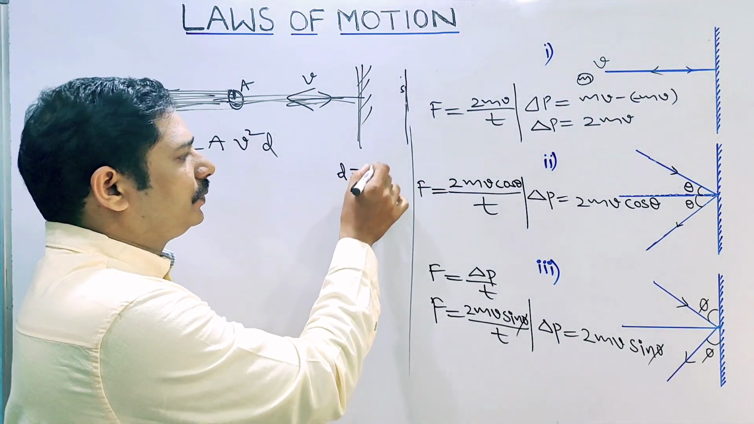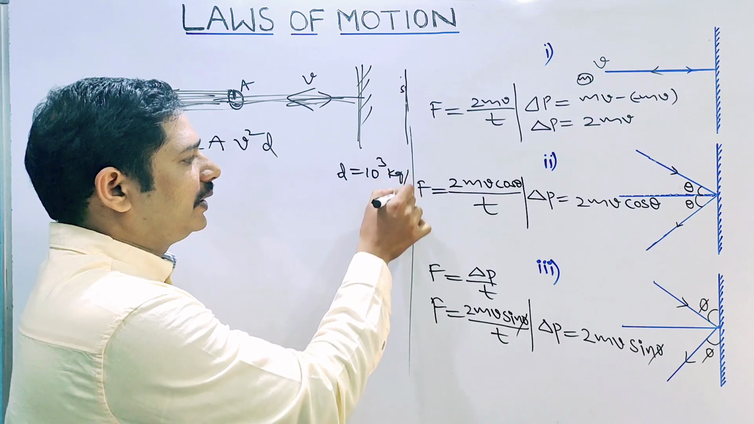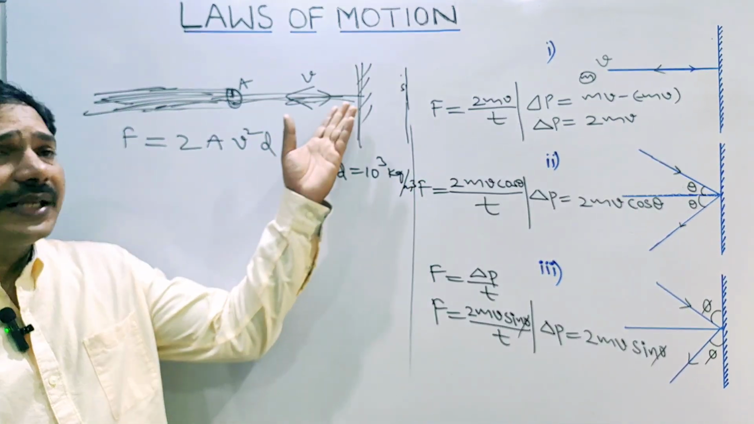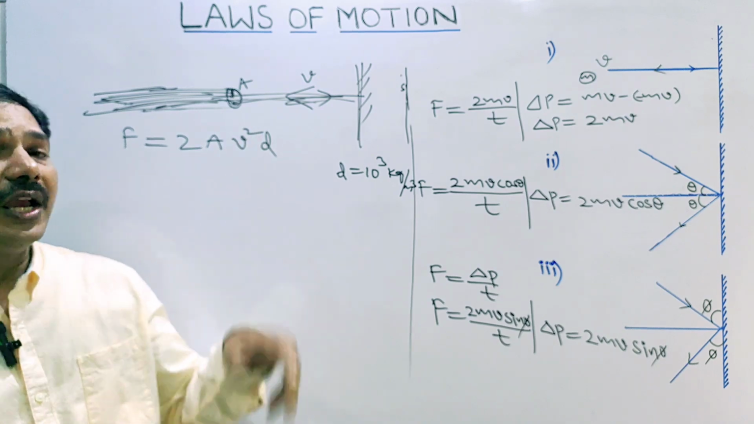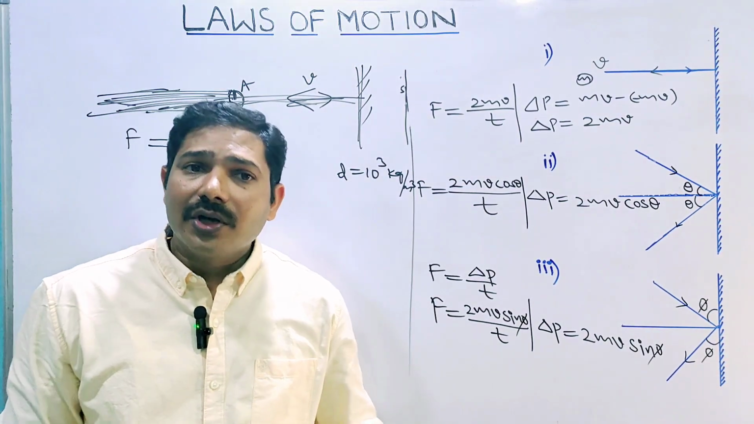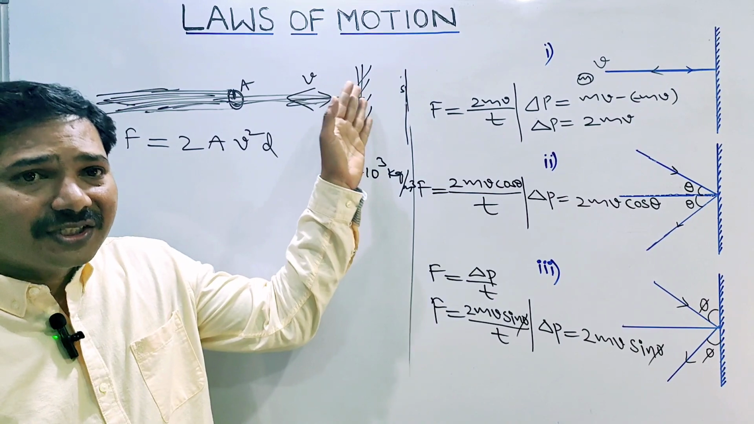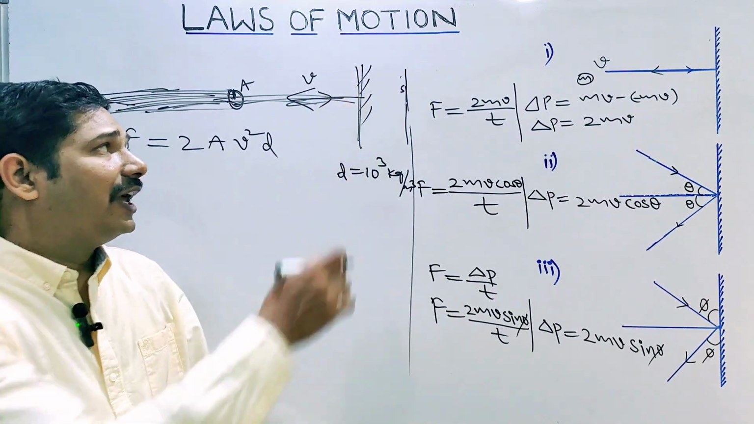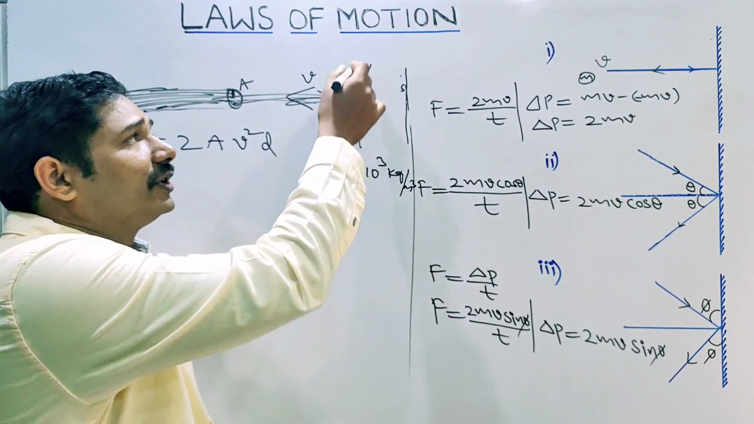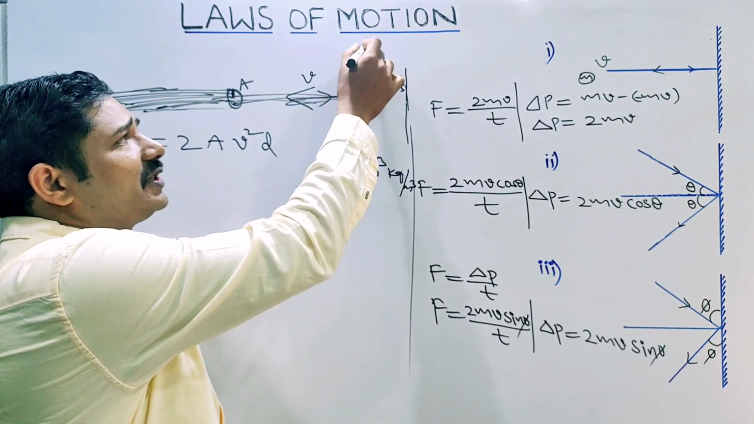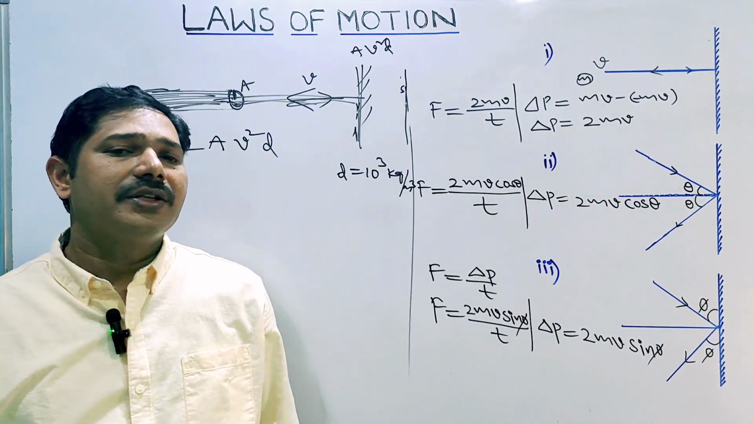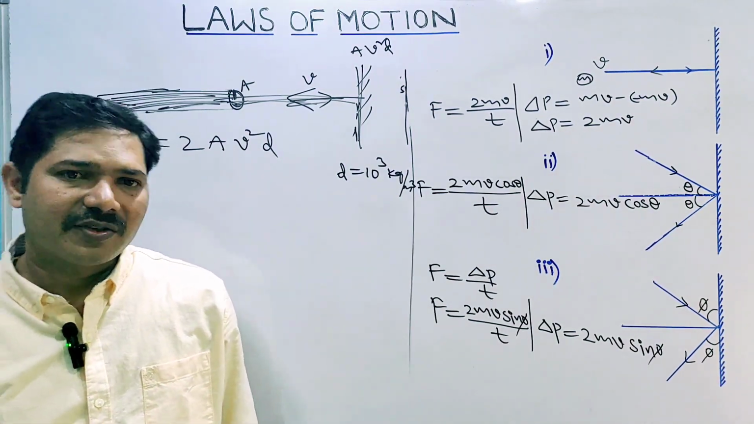10 cube, kilogram per meter cube. We know that. In this case the water rebounded, so that is why we take 2Av²d. If the water does not rebound, the water falls along with the wall there only, so that time we can take Av²d. Since it is rebounded, that is why we take 2Av²d.